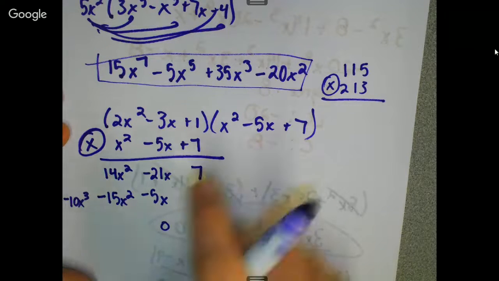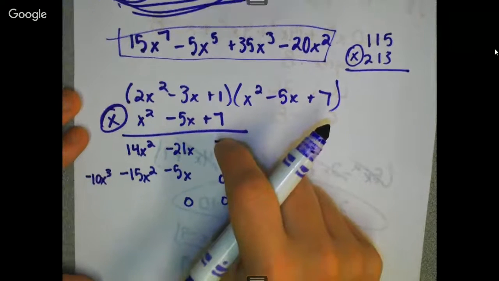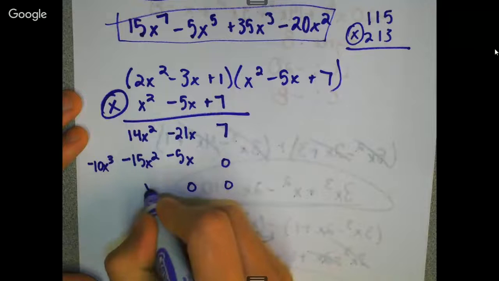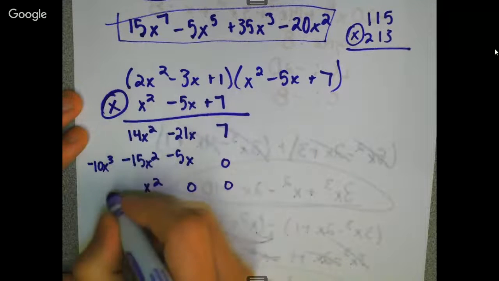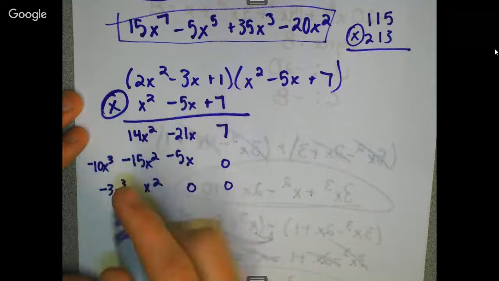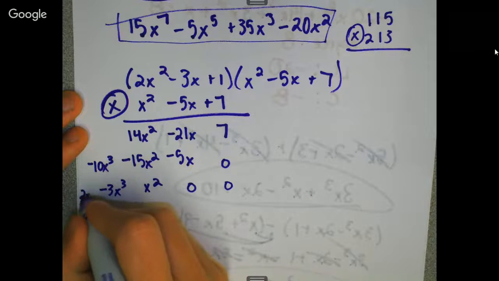Now I'm going to run out of room here. Put 2 zeros. And we'll go x squared times 1, x squared times negative 3x, and x squared times 2x squared, so it's 2x to the 4th.